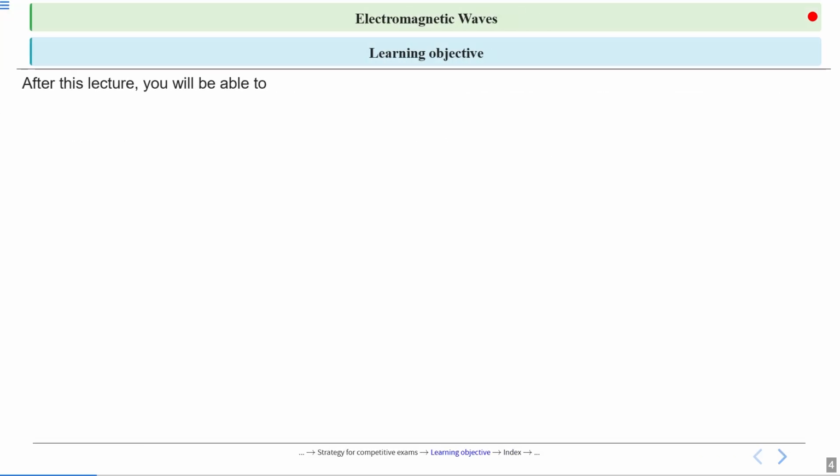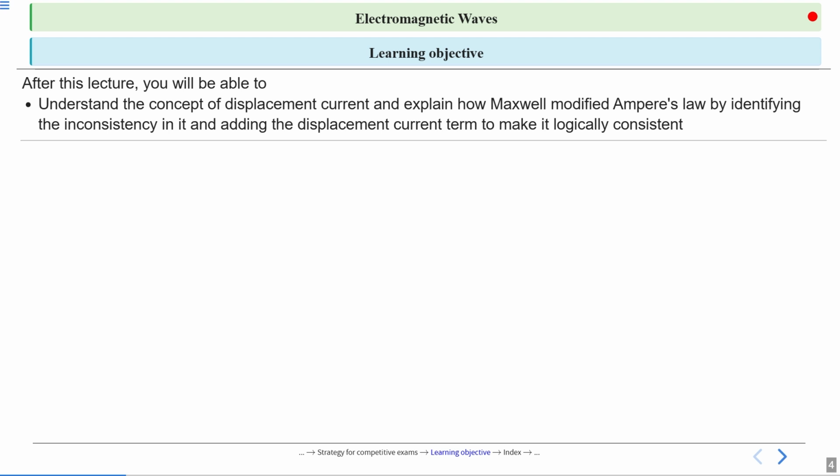So, what are the learning objectives? After this lecture, you will be able to understand the concept of displacement current, which we are going to discuss in detail, and explain how Maxwell modified Ampere's law. We have discussed Ampere's circuital law in moving charges and magnetism. What was the limitation of Ampere's law, and how did Maxwell modify that law by identifying the inconsistency in it and adding the displacement current term to make it logically consistent?